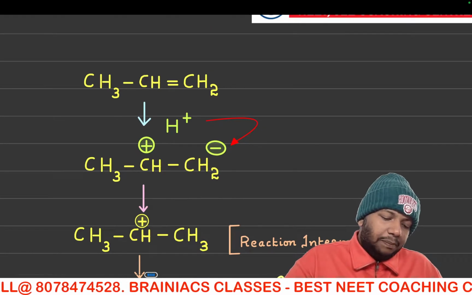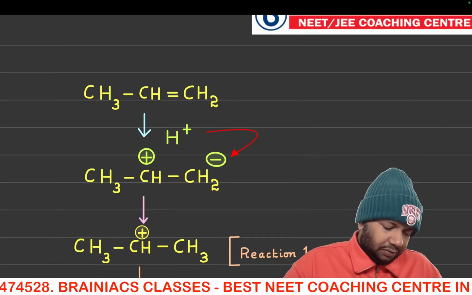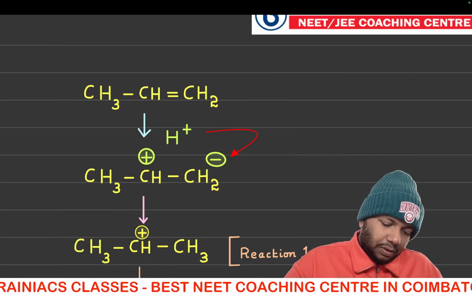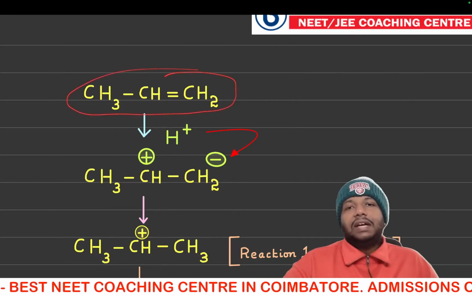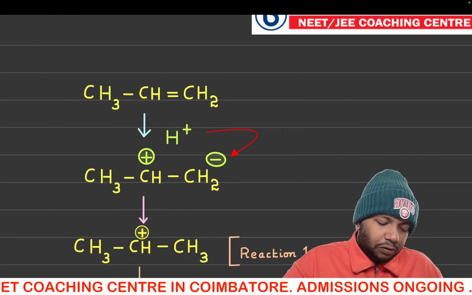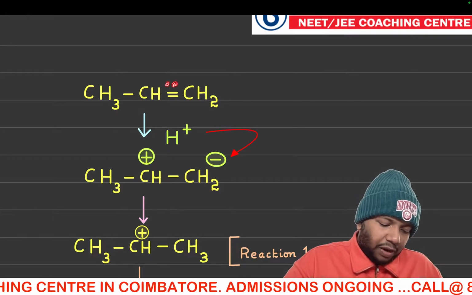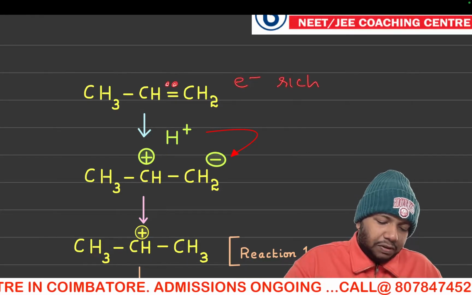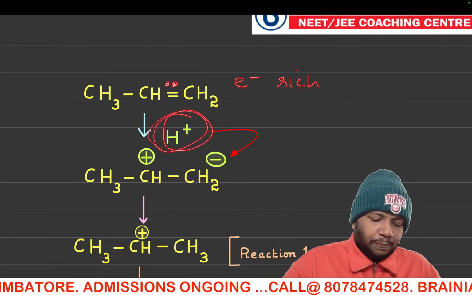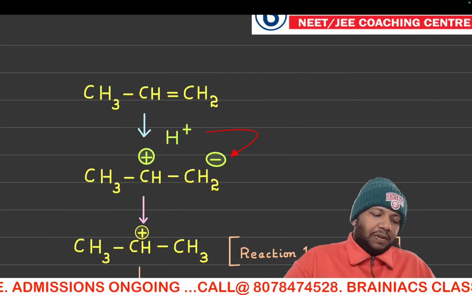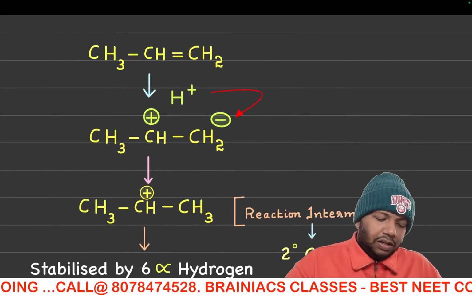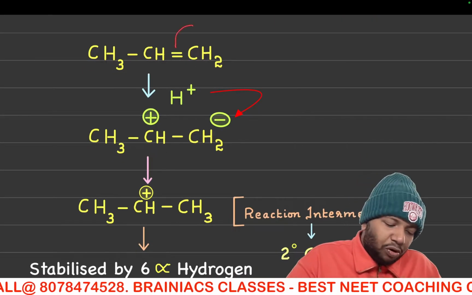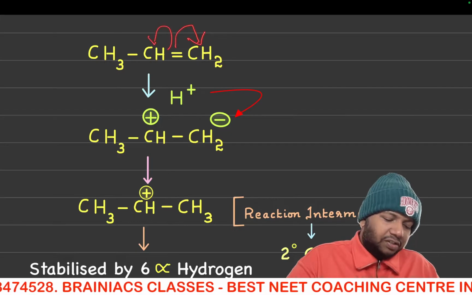Because of the pi bond, there are pi electrons, so this is an electron rich species. So who will approach? H plus will approach here. When H plus is coming, this pi bond will undergo polarization. Now the question is, in which direction will this pi bond move? In this direction or this direction?